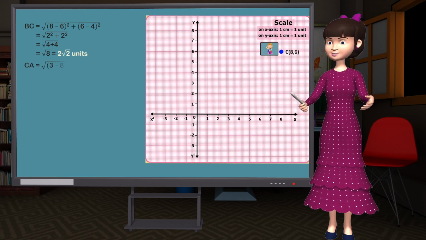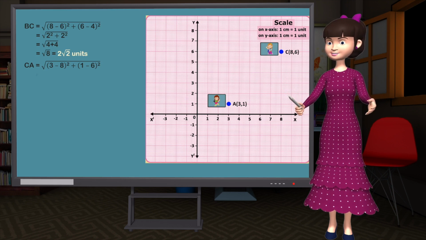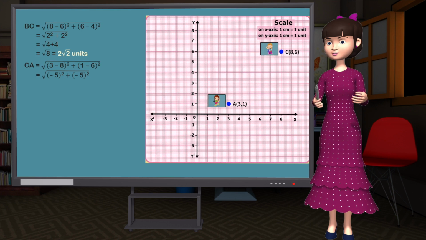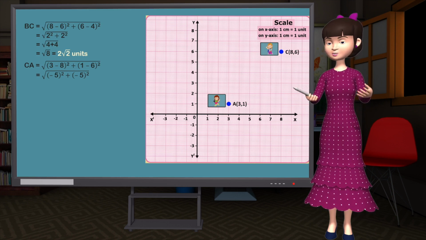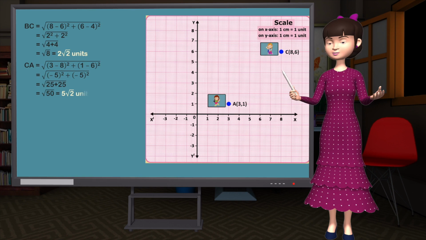Distance between CA is equal to under root (3 minus 8) whole square plus (1 minus 6) whole square, which gives under root (minus 5) whole square plus (minus 5) whole square, which is under root 25 plus 25 equal to under root 50. And this root 50 can be written as 5 root 2 units.